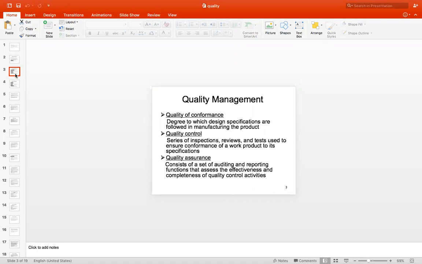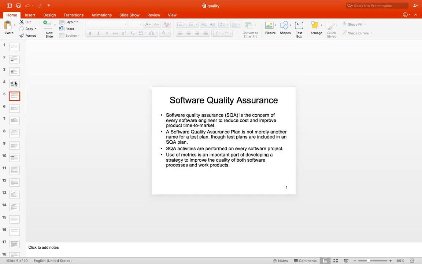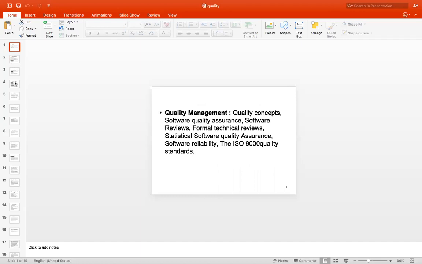So today we are going to discuss the topic of quality management. In quality management, we have different topics. We'll learn about the various quality concepts and what we mean by software quality assurance, software reviews, formal technical reviews, statistical software quality assurance, software reliability, and ISO 9000 quality standards. These are the topics we discuss in this part of the unit.